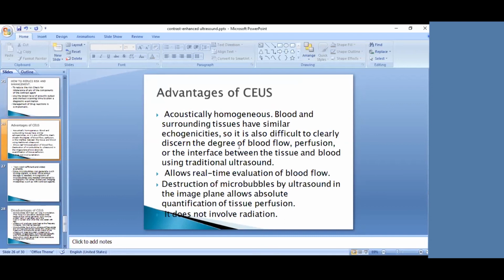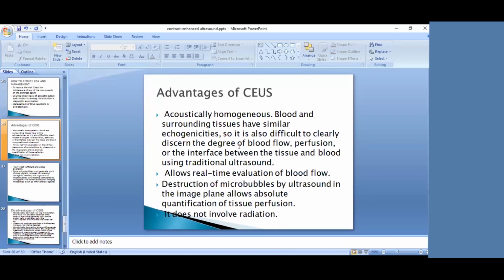Now, what is the advantage of contrast enhanced ultrasound? Acoustically homogeneous blood and surrounding tissue have similar echogenicity, so it is difficult to clearly discern the degree of blood flow, perfusion, or the interface between the tissue and blood using traditional ultrasound. By traditional ultrasound, the blood and the tissue have the same echogenicity. So we can't differentiate properly.